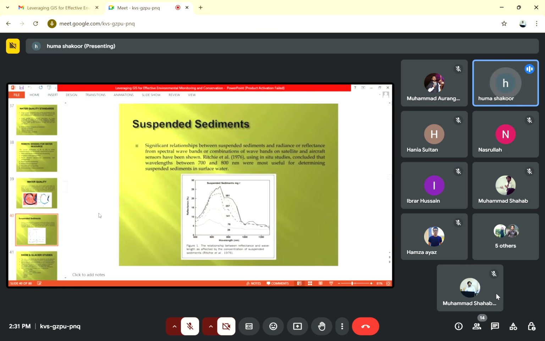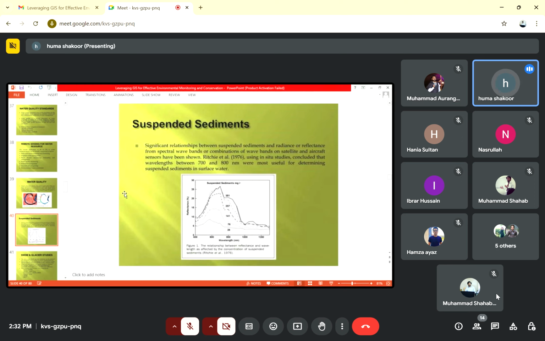How to show the suspended sediments in the water? It is shown through a graph. A significant relationship between the suspended sediments and the radiance or reflectance from the spectral wave bands, or combinations of the wave bands, of satellite and aircraft sensors has been shown using in situ studies. These concluded that wavelengths between 700 and 800 nanometers were most useful for determining suspended sediments in the surface water.